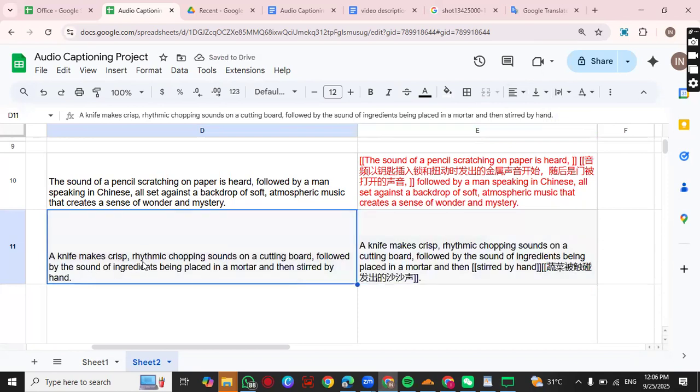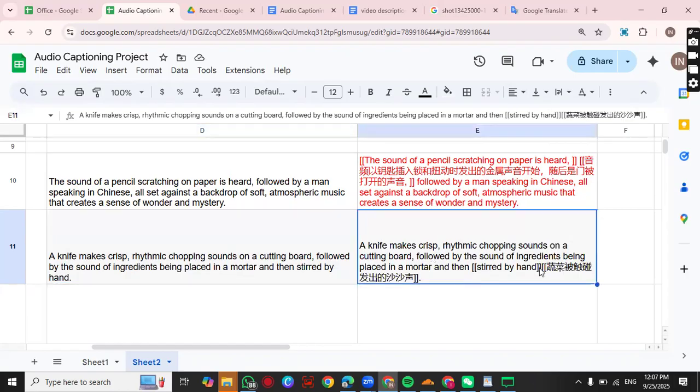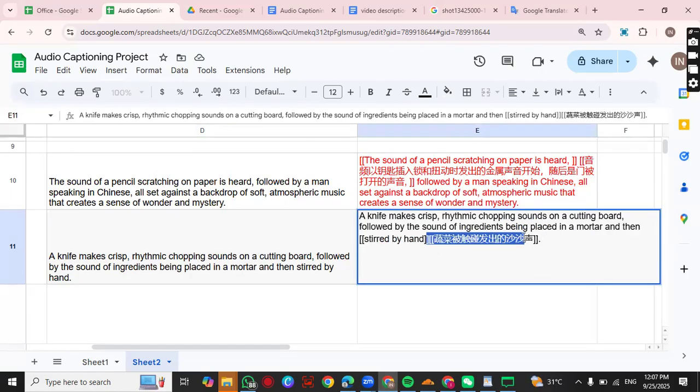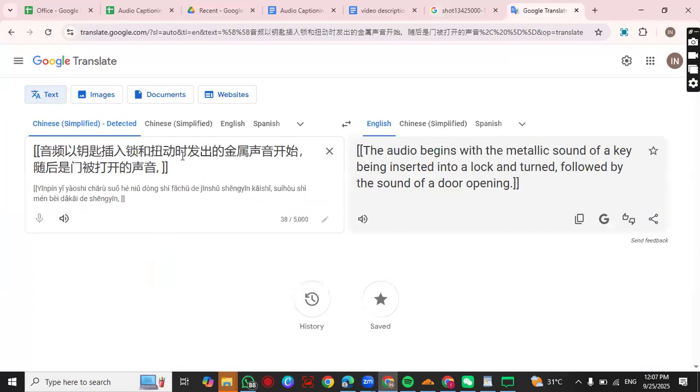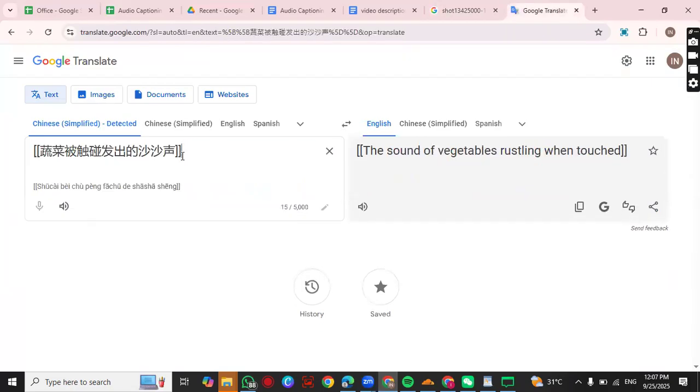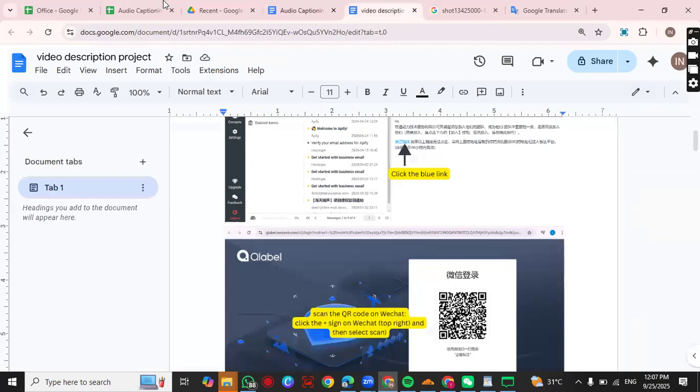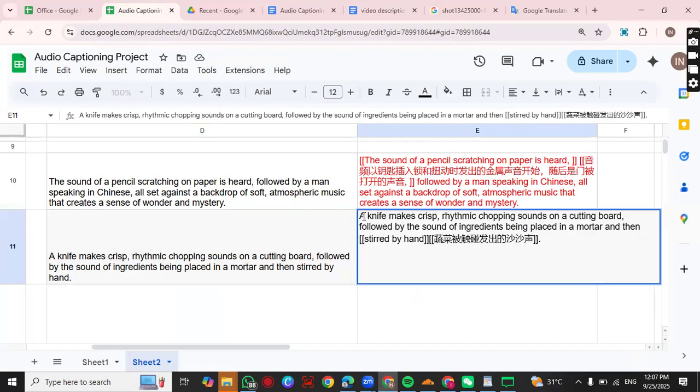A knife makes crisp, rhythmic chopping sound on a cutting board, followed by the sound of the ingredients being placed in a mortar and then stirred by the hand. So they're saying stirred by the hand. They corrected only this part. Or the video might be wrong. I don't know why they have not. Let's see what the translation is about. Rustling, just the sound of the vegetables rustling. So we need to correct it. There was no sound of the knife, so we need to delete it.